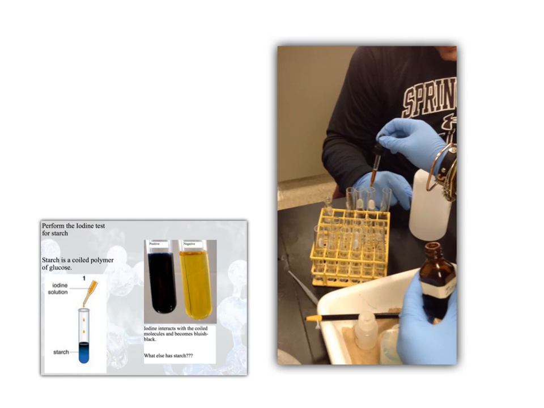So the first test that we tested for was reducing sugars, which is a type of carbohydrate. It's a simple sugar or monosaccharide. You also have polysaccharides. Polysaccharides are 3 or more monosaccharides. Some examples could be starch, glycogen, cellulose. We're going to be looking at starch for our test.